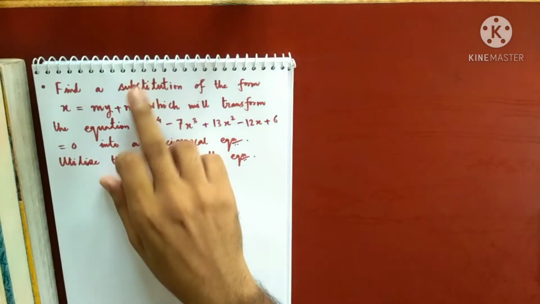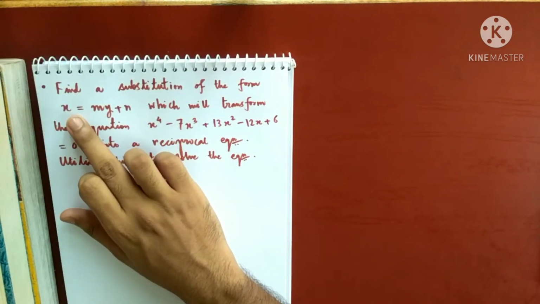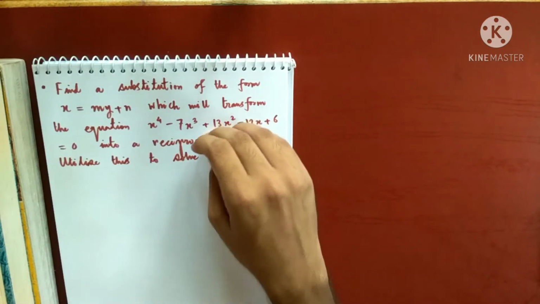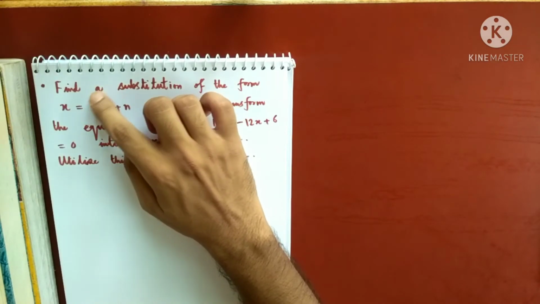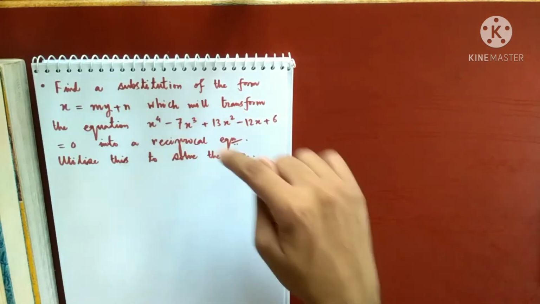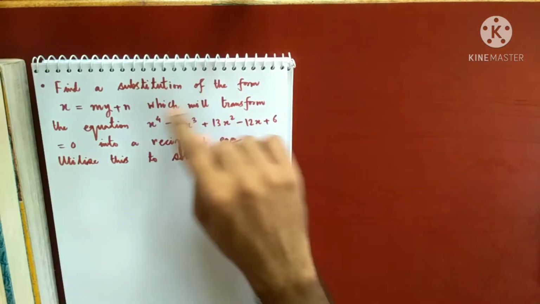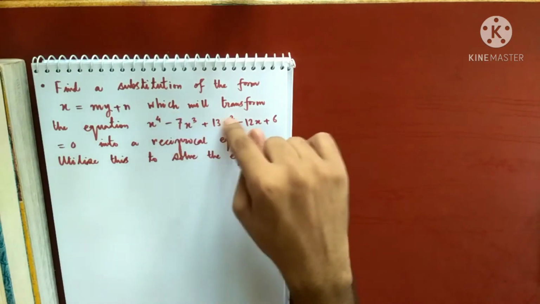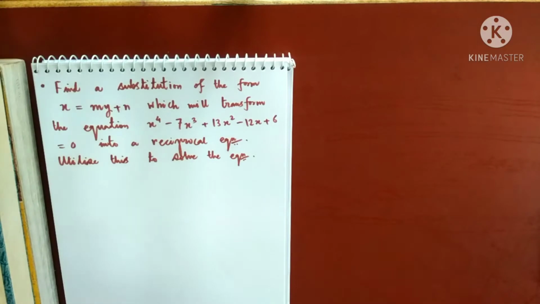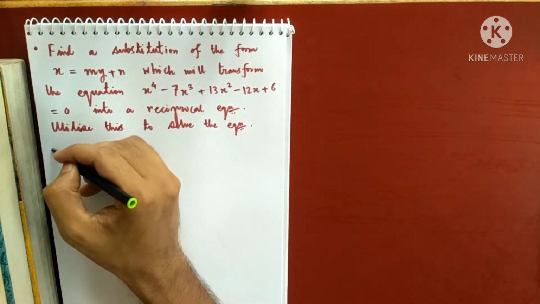But what they are telling you is to put this kind of substitution. That means you substitute x as my plus n in this equation, and you have to find the values of m and n for which this reduces to a reciprocal equation. So you have to find the substitution of this form, which will transform this equation into a reciprocal equation. Utilize this to solve the equation.